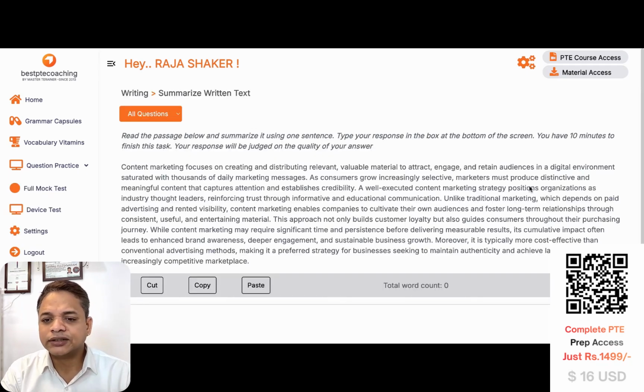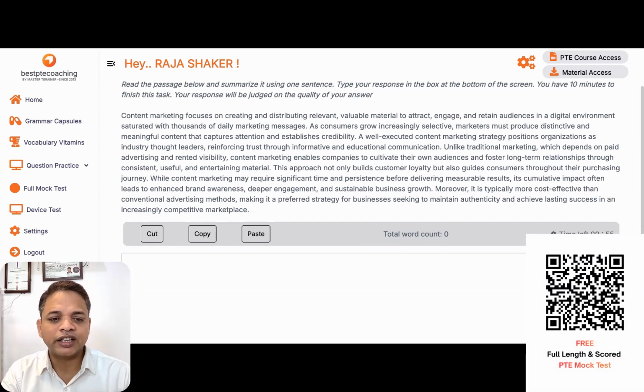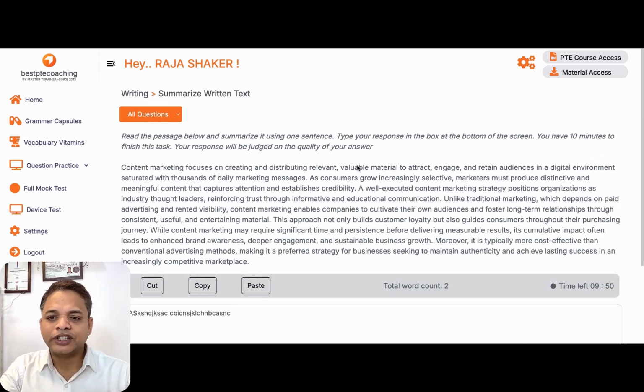So summarize written text. What elements do you have? You have instruction on the top. This is a passage, and here is the writing space. Here is where you write your answer. So the features are this.